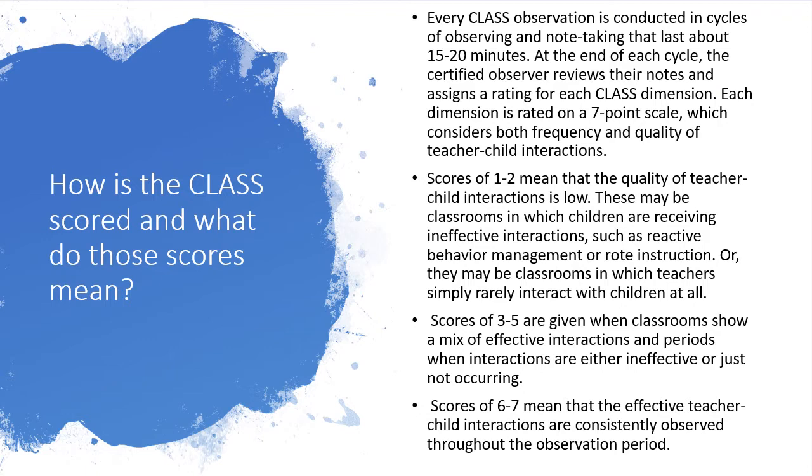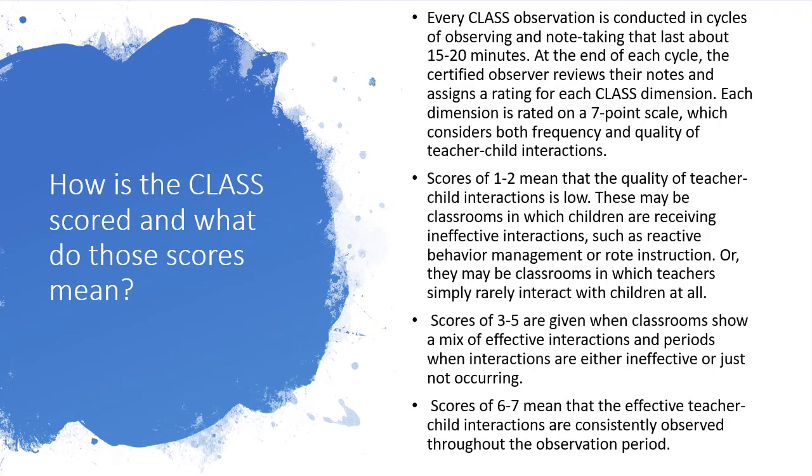How is CLASS scored and what do the scores mean? Every CLASS observation is conducted in a cycle of observing and note-taking that lasts about 15 to 20 minutes. At the end of each cycle, the certified observer reviews their notes and assigns a rating for each CLASS dimension. Each dimension is rated on a 7-point scale, so it's only 1 to 7, which considers both frequency and quality of teacher-child interactions.